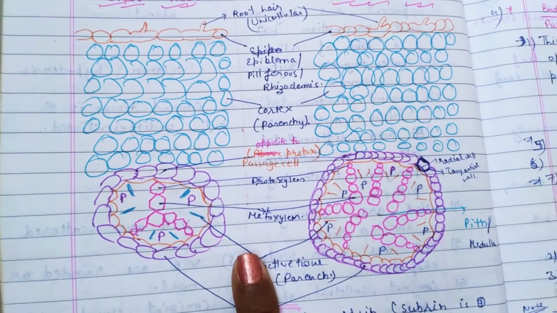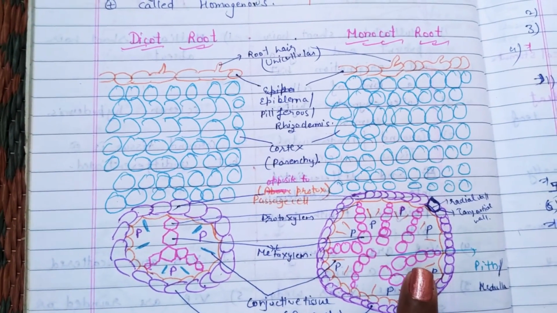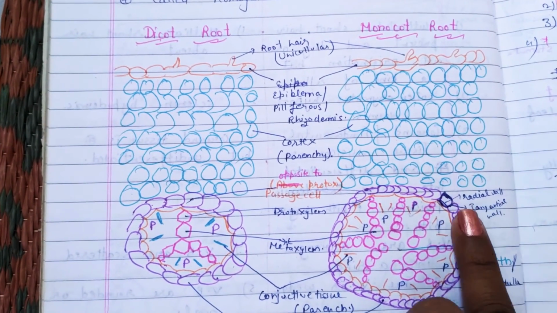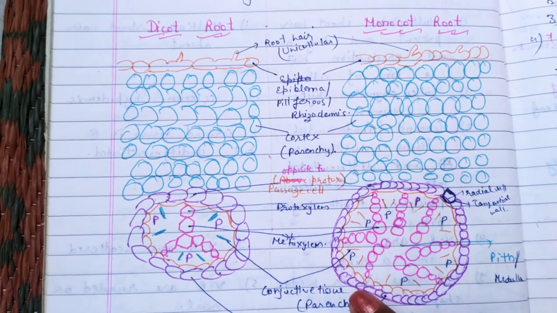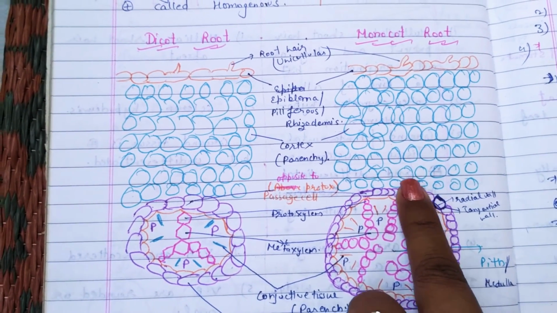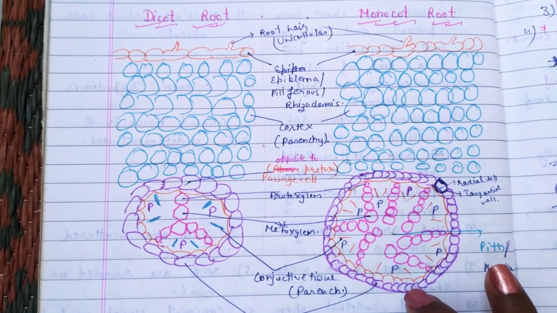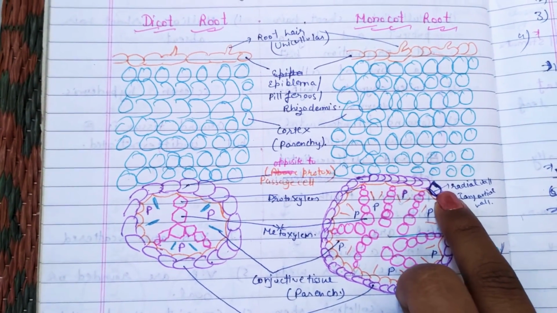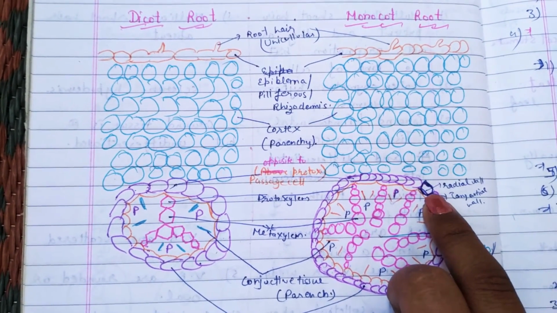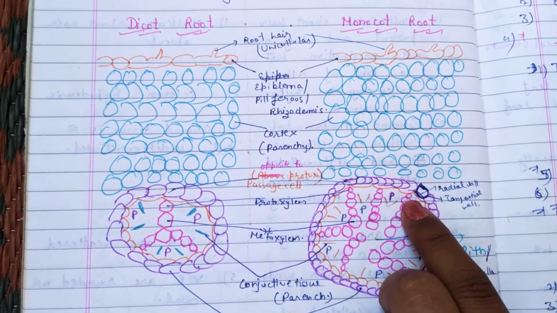So between the xylem and phloem there is conjunctive tissue in both the dicot root and monocot root. In the monocot root you can see there is a large number of cells in the endodermis. In the endodermis there is a presence of suberin on the radial wall and tangential wall of the Casparian strip, and there are also passage cells opposite to protoxylem.